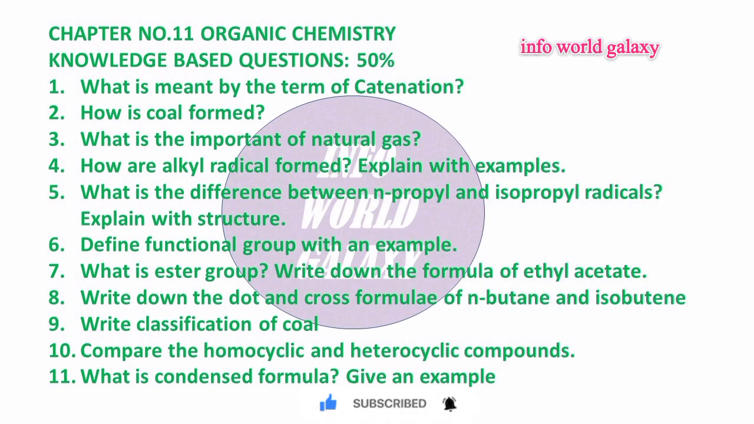7. What is ester group? Write down the formula of ethyl acetate. 8. Write down the dot and cross formula of n-butane and isobutane. Write the classification of coal. Compare homocyclic and heterocyclic compounds. What is condensed formula? Give an example.